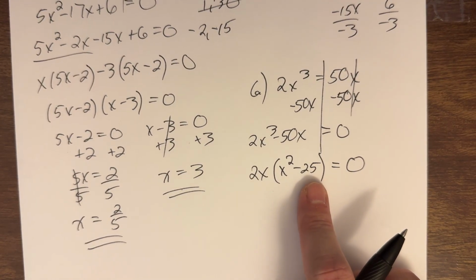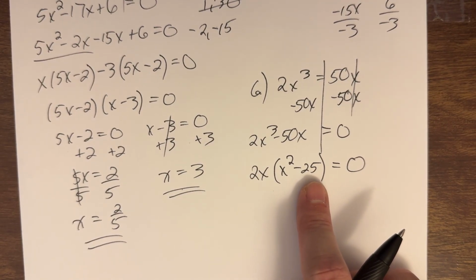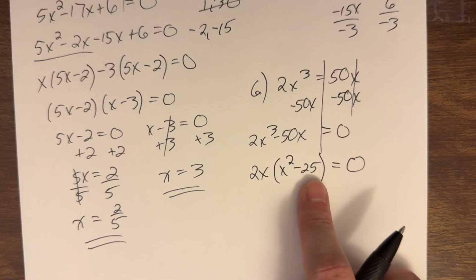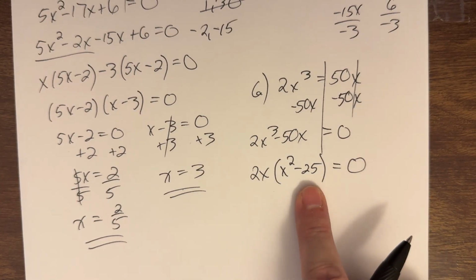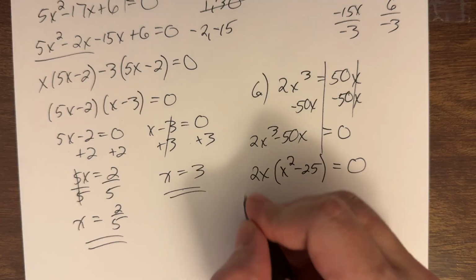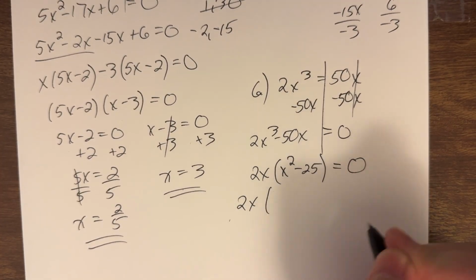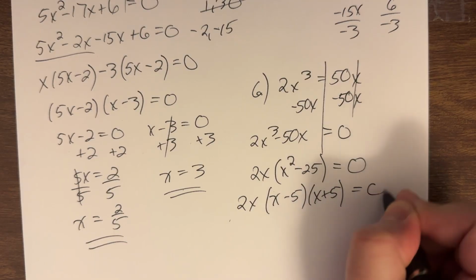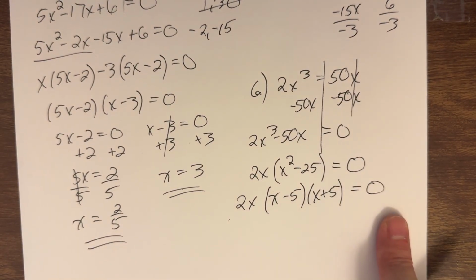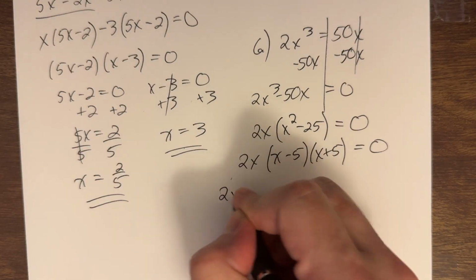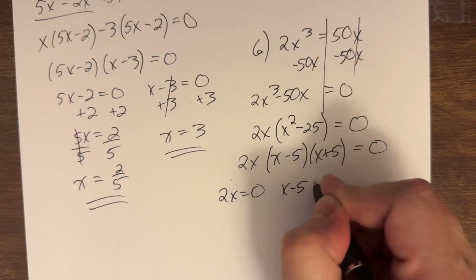Gotta say it, folks, the book loves difference of squares. So of all the forms, the special forms at least, you really want to make sure you're familiar with that one. A is x, b is 5. That's how this is a squared minus b squared. The 2x comes down, x minus 5 times x plus 5 finishes the factorization. 3 factors this time, each one equal to 0.